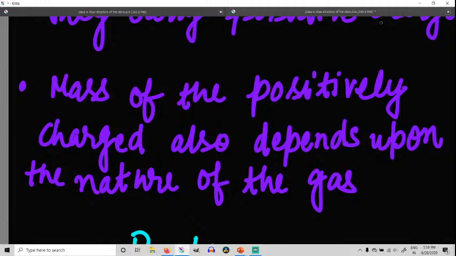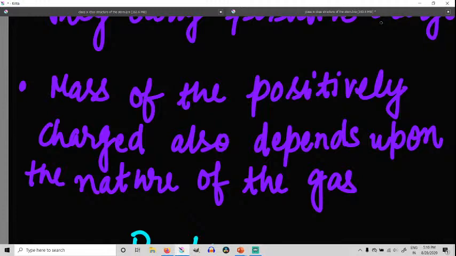It was found that the ratio e/m, that is charge upon mass, is not constant. In the case of the electron it was constant, but in the case of the positive particle it is not constant. It was found that e/m depends upon the nature of the gas taken in the discharge tube.